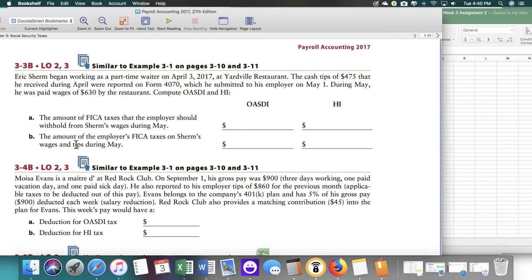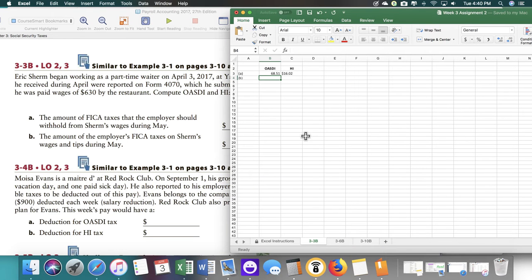Letter B, the amount of the employer's FICA taxes on Sherm's wages and tips during May. And so in this case, it's just going to be the exact two same amounts. So we don't have any additional calculations there.